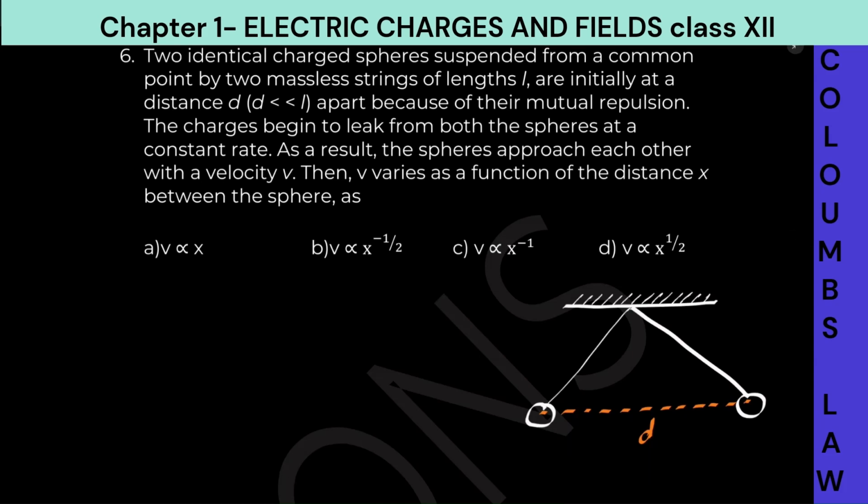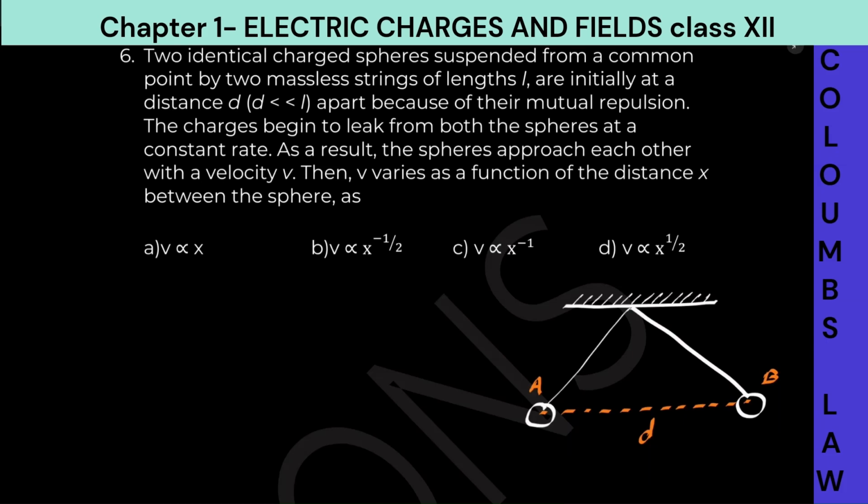Now when the charges are leaking, the charges on both the spheres A and B are decreasing. If the charge is decreasing, what will they do? They will attract each other. Why? Because the charge becomes less and less, the repulsive force will become lesser and lesser. So it becomes weaker, right?